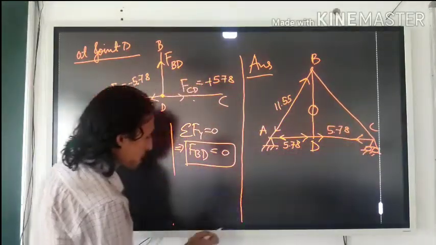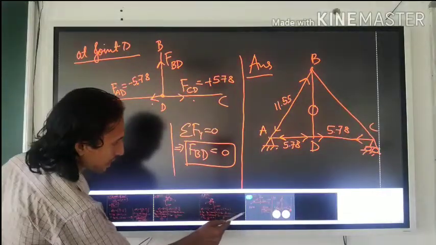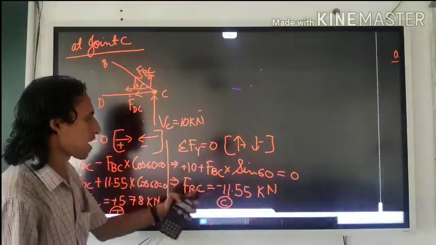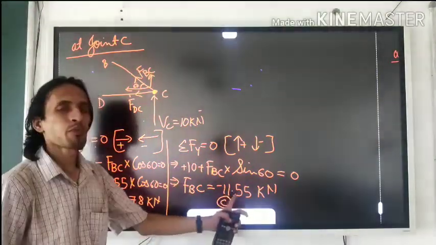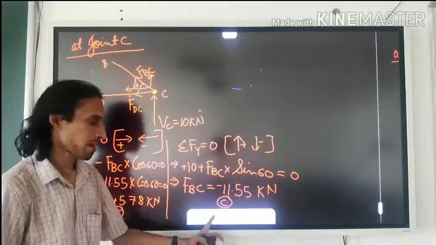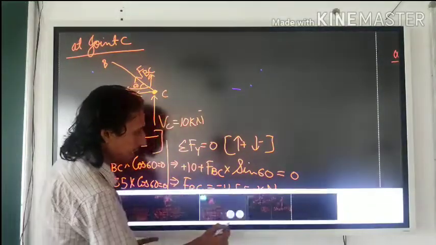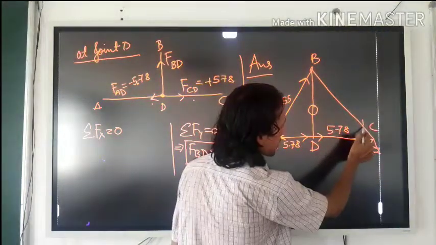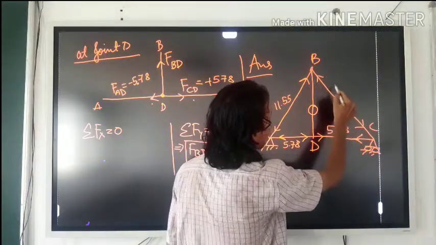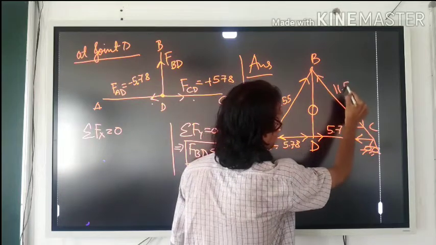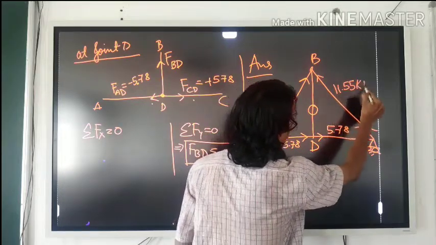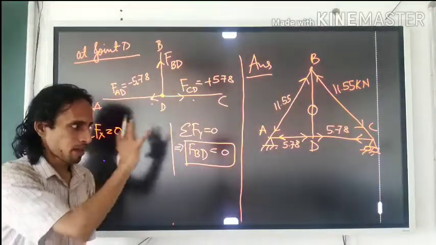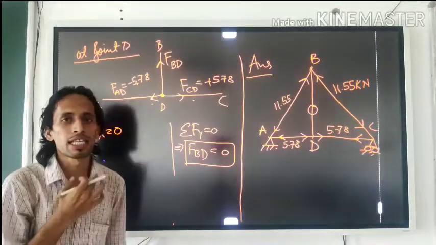Then go for BC. What you have solved for BC? For BC you have solved 11.55 and that too in compression. So write that. BC is in compression. What is the value? 11.55. So this is the whole solution for this question.